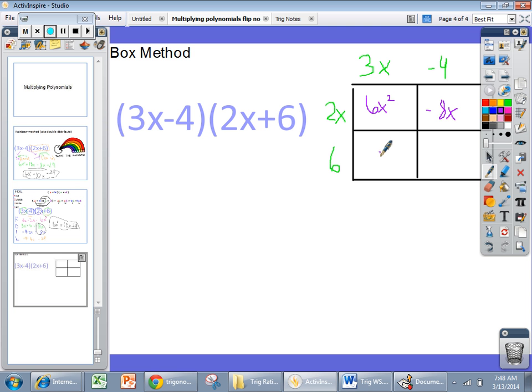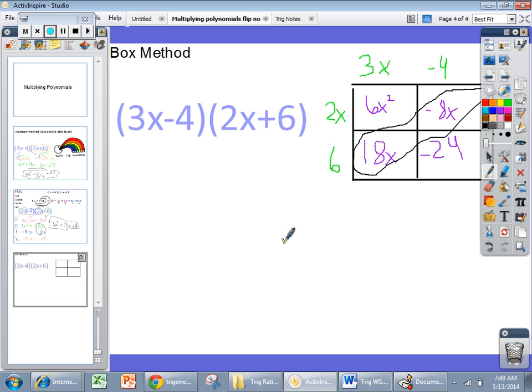Now let's jump down to the bottom box. We have a 3x on the outside and a 6, so we're going to do 3 times 6, which is 18x. And then last but not least, we have a negative 4 and a positive 6, so it's going to be -24. And then just like the last 2 times, you're going to be combining your like terms. So the only 2 like terms I have are my x's again.